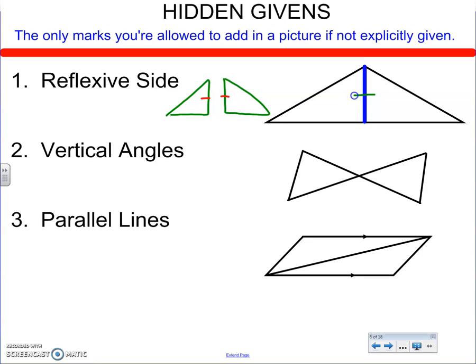Then hopefully you know about vertical angles. So they're constantly the same angle. And the last one is parallel lines. That's a combination. Combination because these are touching. This is the reflexive side. I added a side mark.